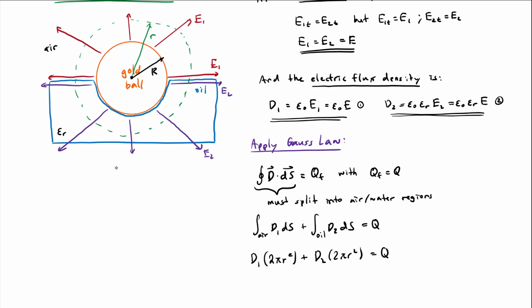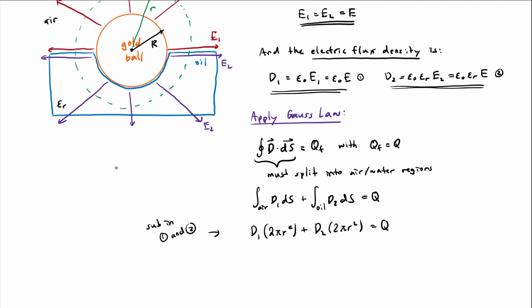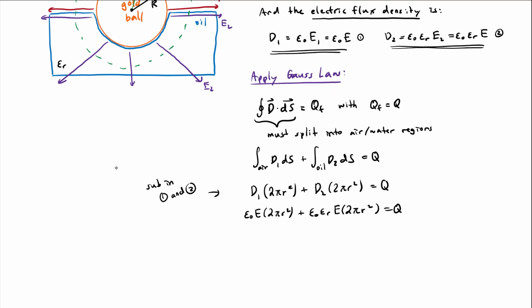We're now going to sub in our equations for D1 and D2 to try and simplify things. So let's sub in 1 and 2. D1 was equal to epsilon naught E 2 pi r squared plus epsilon naught epsilon r E 2 pi r squared equals Q. And now we can factor all that out. We have E epsilon naught, we have 2 pi r squared, and then that would be 1 plus epsilon r equals Q.